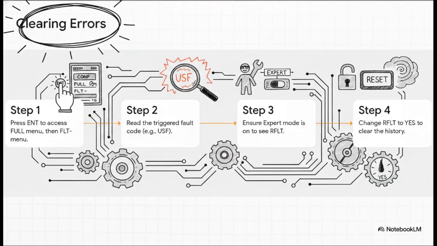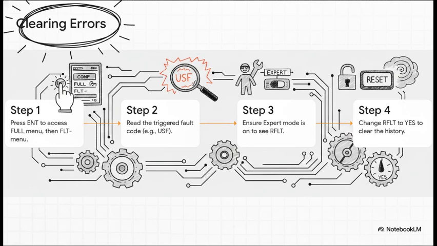So, how do we actually clear the drive out once the physical issue is fixed? Here's your exact 4-step sequence. Step 1, press that jog dial, the ENT button, to access the CONF menu, then go to the full menu, and scroll your way down to the FLT- menu. Step 2, once you're in there, read the triggered fault code. Let's say it's USF for undervoltage.